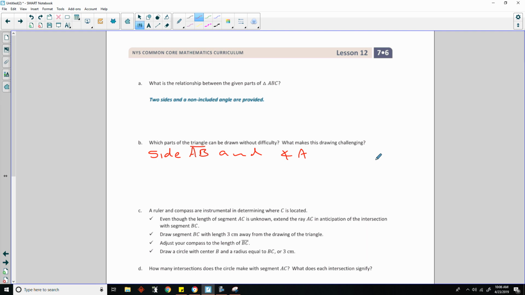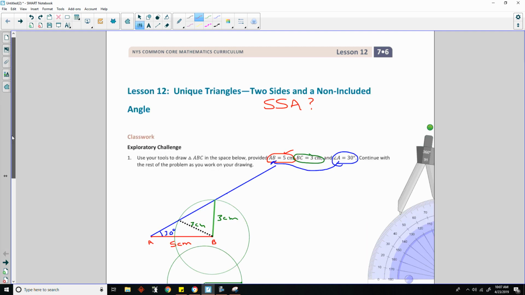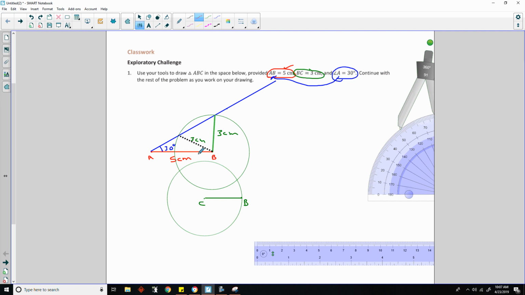What made the drawing a challenge? Okay. What was difficult was side BC. Okay, it was difficult to draw side BC, so let's go back. Okay, drawing AB was easy.